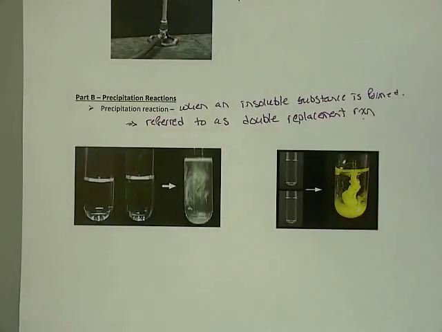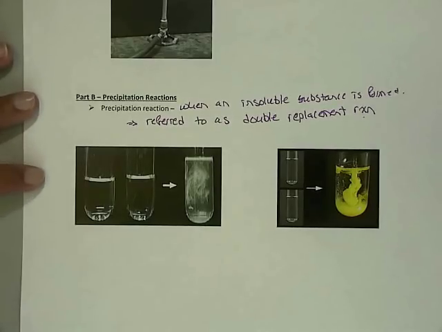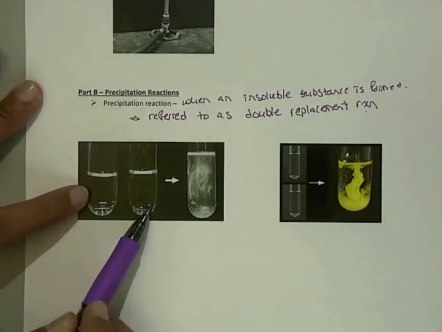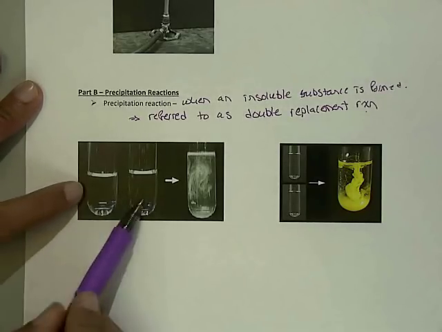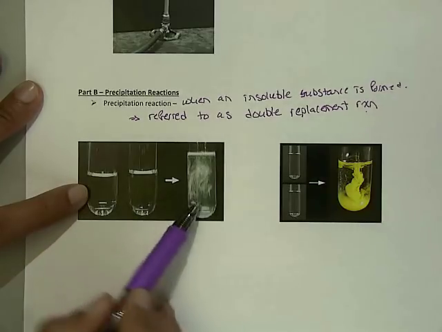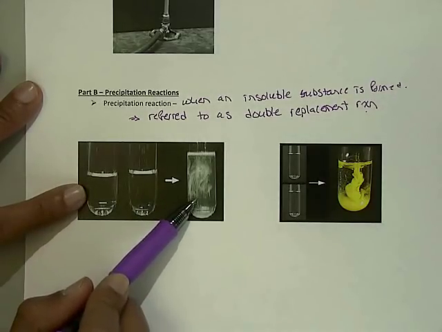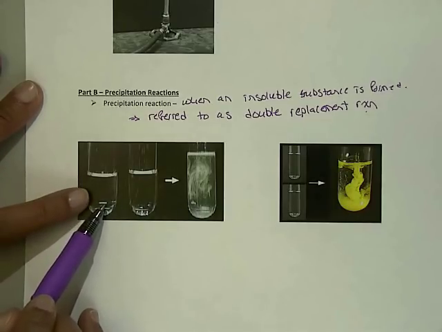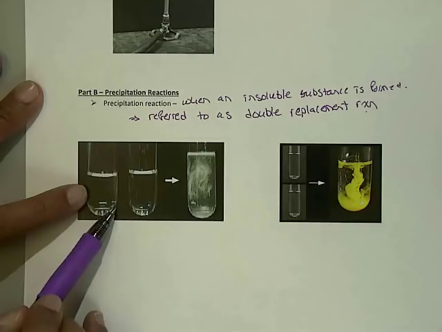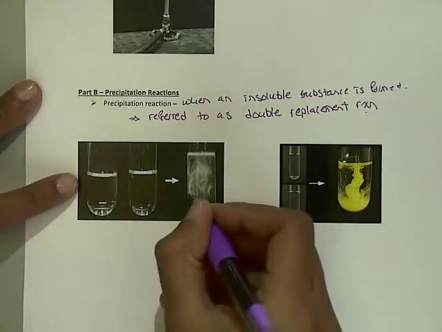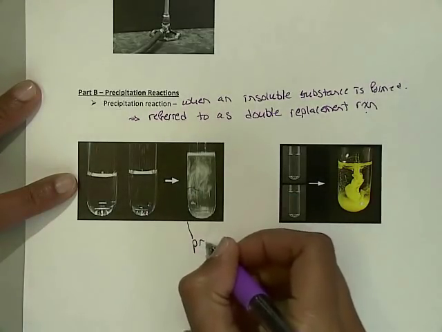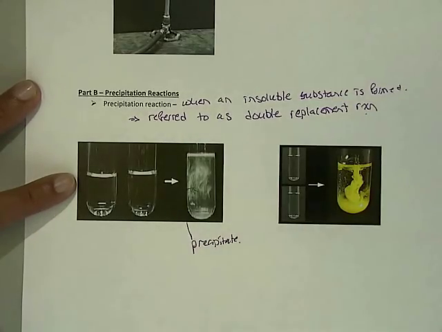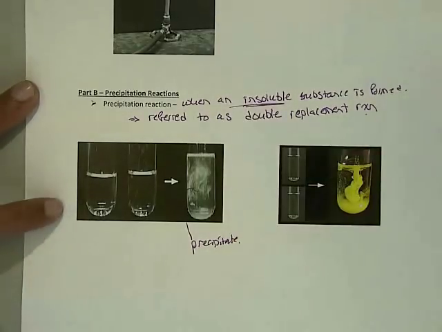So for those of you that are visual learners, let's actually take this and dissect it even more. Here we have 2 clear solutions, which is what you're going to have in part B. When you add these 2 solutions together, you might form a precipitate that looks like this. It could actually look even less cloudy than that. But as long as you went from clear and transparent to slightly cloudy, this slight cloudiness is what we call a precipitate. And precipitates are always insoluble substances. So the key word is that they're insoluble.